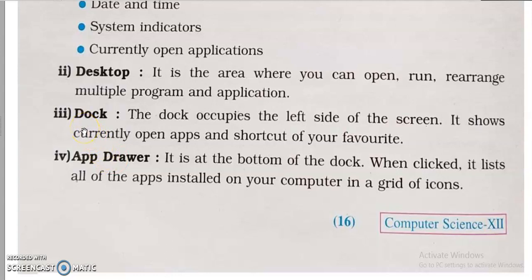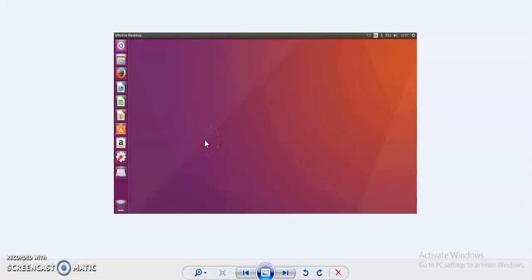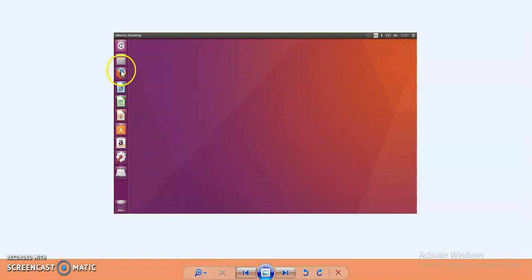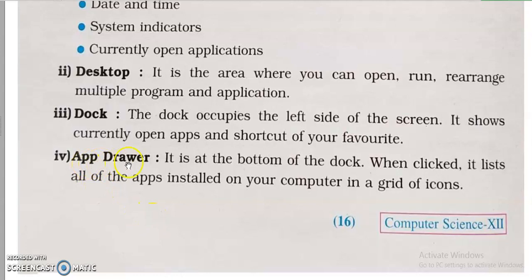Here in this desktop, we have a dock. The dock occupies the left side of the screen. It shows currently open apps and shortcuts of your favorites. Unlike the Windows desktop, here we get a panel on the left side, a bar where we have the common and favorite applications, and it provides all the common applications on the left panel. Then we have an app drawer.